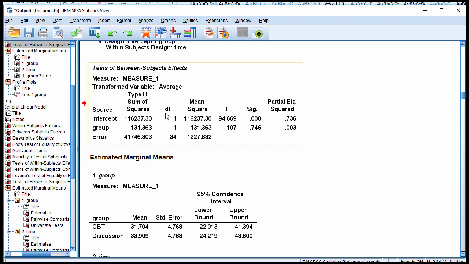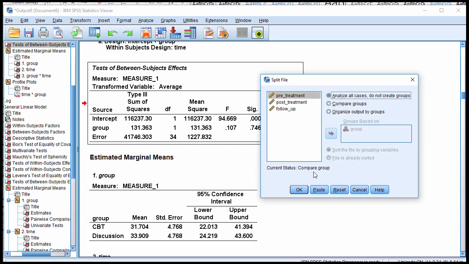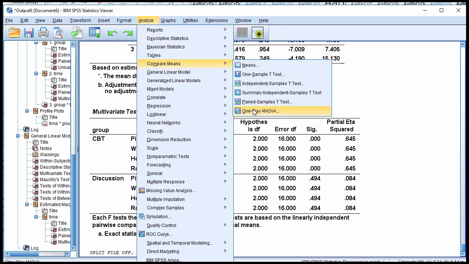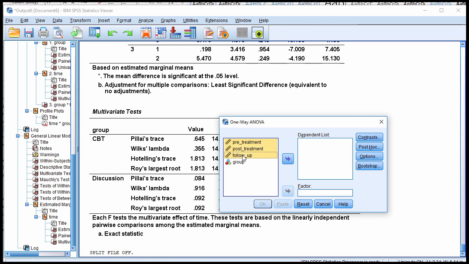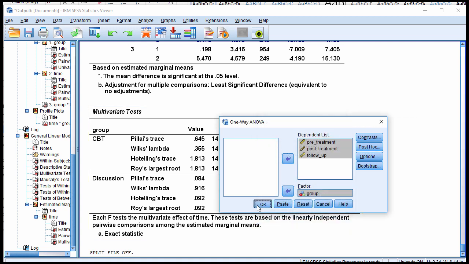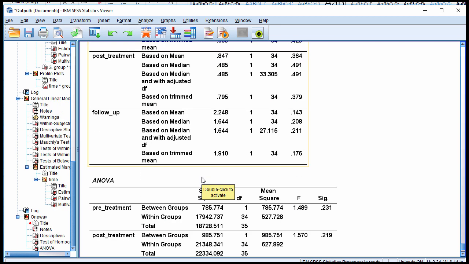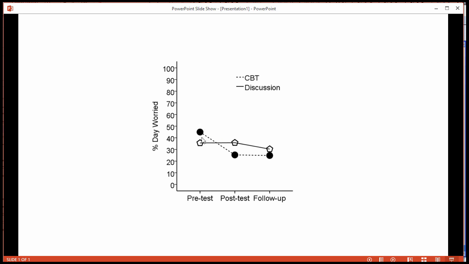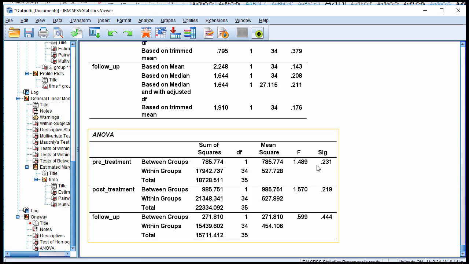In the textbook, I did a series of 3 one-way between subjects ANOVAs. So let's do that. I got to unsplit my file, and then I can do compare means one-way ANOVAs, and I'm going to do them for pre-treatment, post-treatment, and follow-up, grouping variable in there, options. I could look at the descriptive statistics. I could do the homogeneity of variance test, which would be necessary in this case, and then click OK. And what we find is that none of the differences between the means are statistically significant. So when I compare these two means, they are not statistically significantly different from each other.